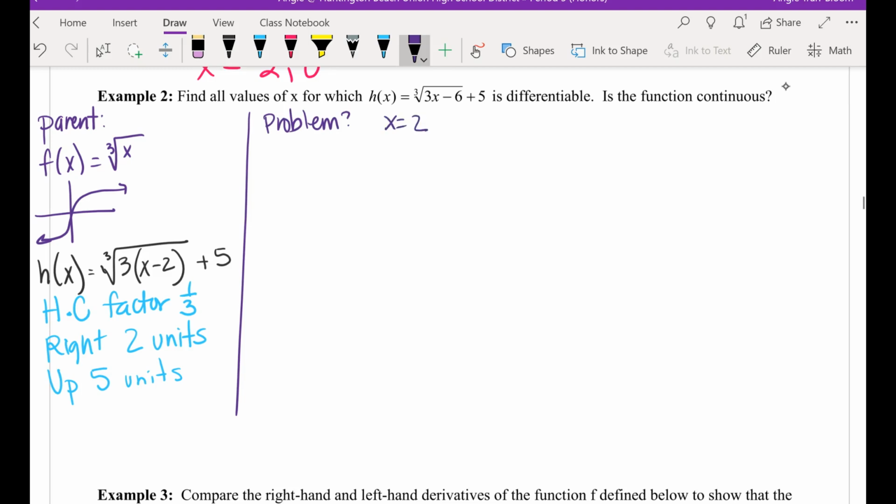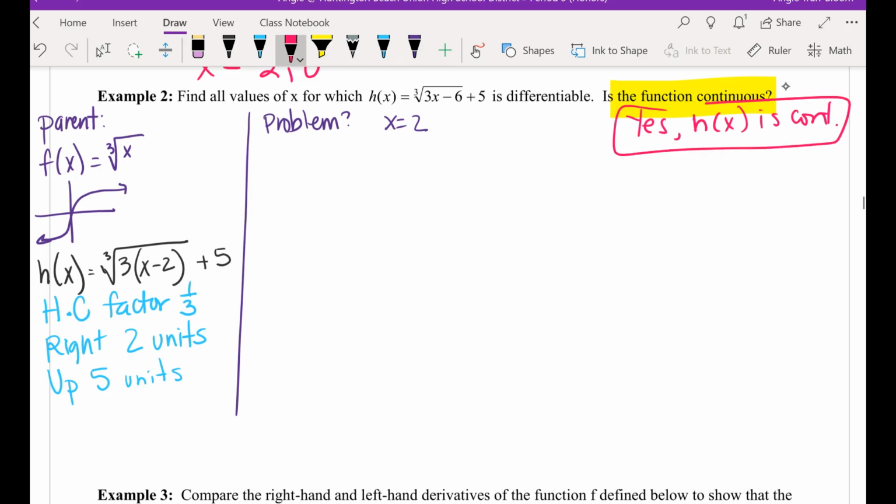How do we know what kind of problem? By the way, we have to answer this really quickly. Is this function continuous? Yes, h of x is continuous. If it's continuous, does it mean that it's differentiable everywhere? No. So we have to prove that it may or may not be differentiable at our location of x equals 2. This is where we use left hand and right hand derivative.